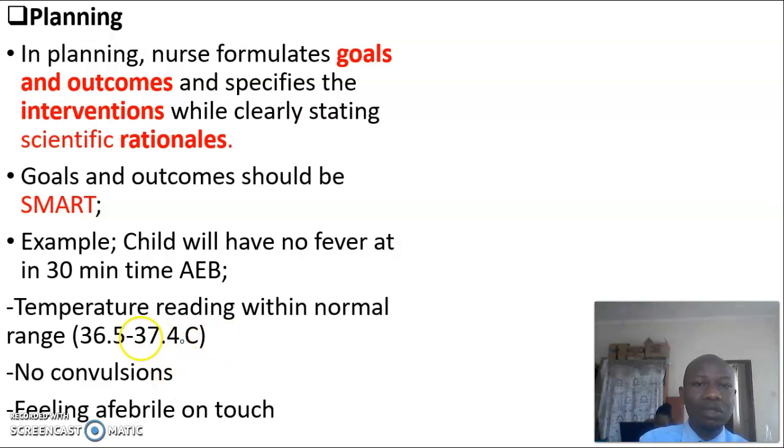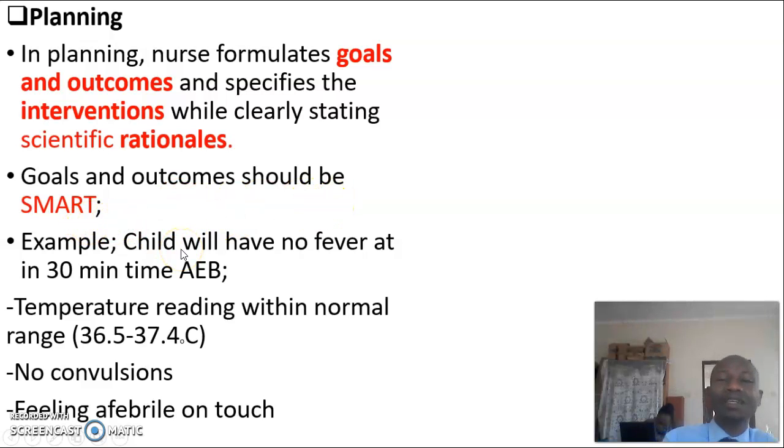So we make our goals, and then each goal has outcomes, then we state our interventions, and then we state our rationales. But remember, students, all rationales must be scientific. You cannot just state any rationale, but it should sound scientific. And also remember that your goals and outcomes should be SMART.